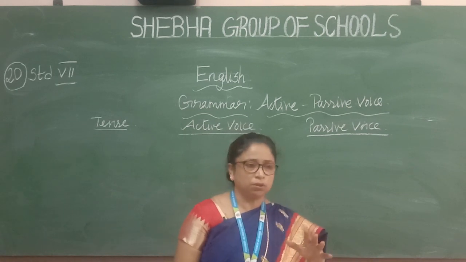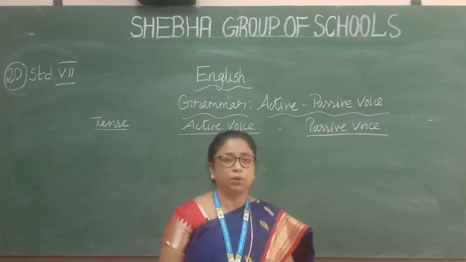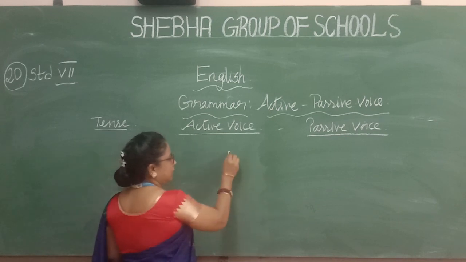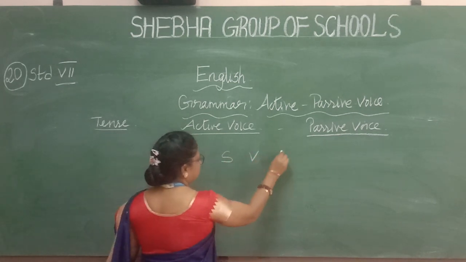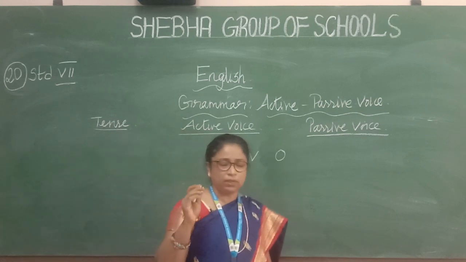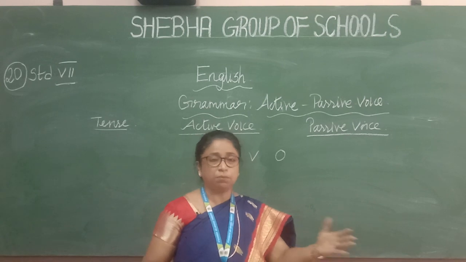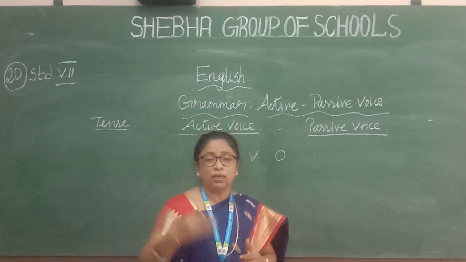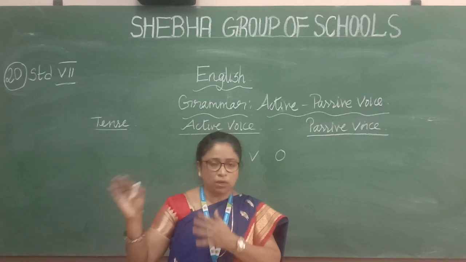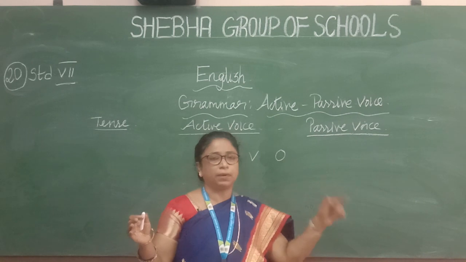Before going into depth, first you must know this important thing: in active voice, there is subject, verb, object. Every sentence will definitely have a subject, a verb and an object. In the previous class you would have studied subject and predicate. The subject is the noun or pronoun, and the rest of the sentence, from the verb onward, is the predicate.